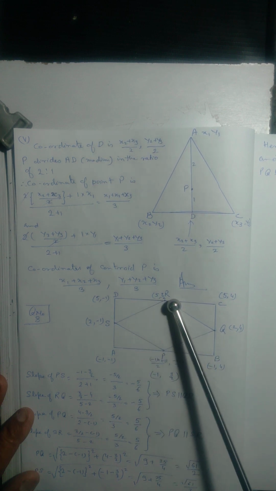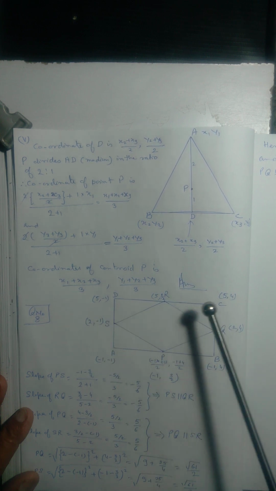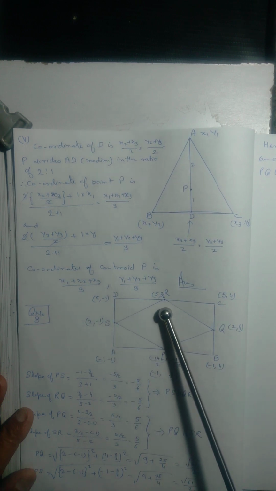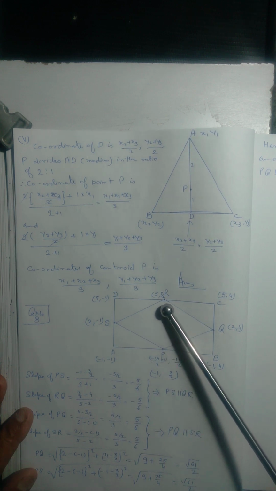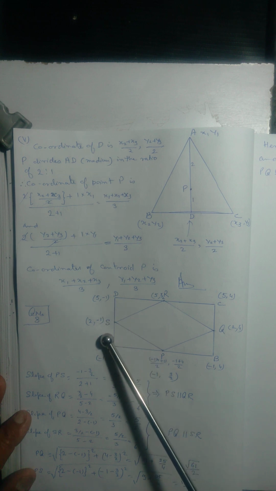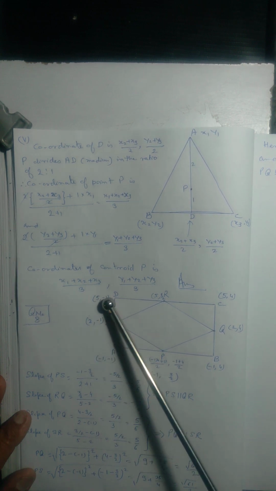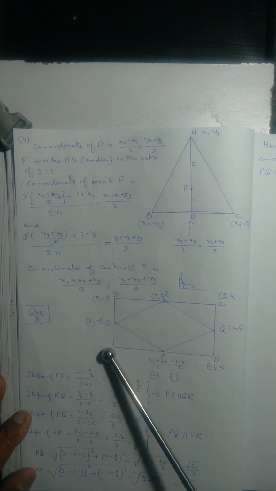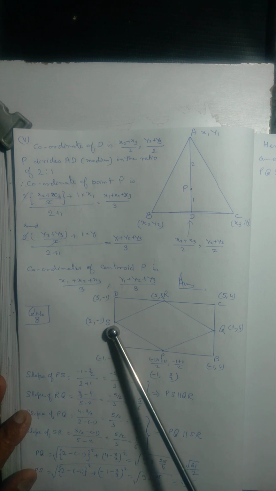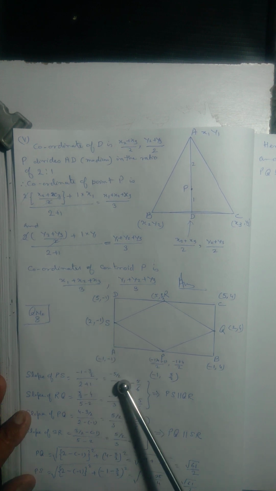Similarly, R is the midpoint of CD. With the help of the coordinates of C and D, we can find out the coordinate of R also, that will be equal to (5, 3 by 2). Now S is the midpoint of DA, and the coordinates of D and A are given. With the help of these coordinates, we can determine the coordinate of S, that is (2, -1).